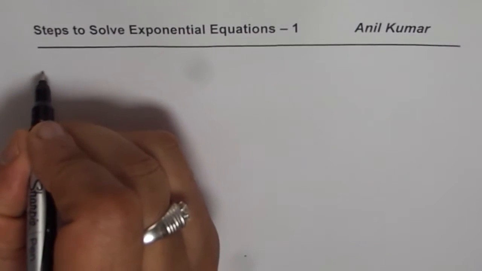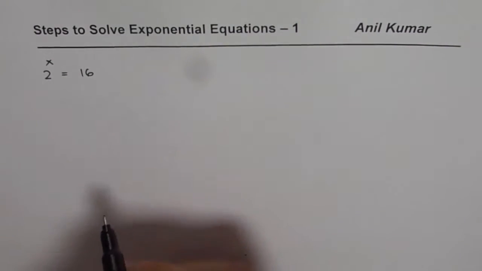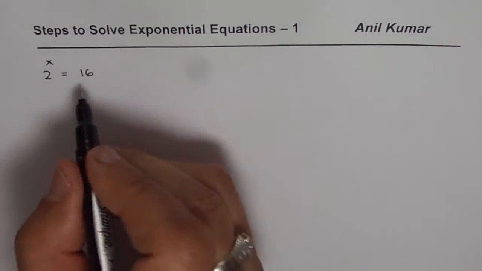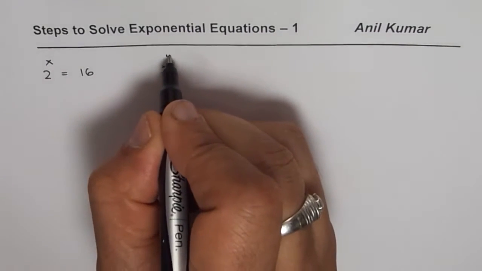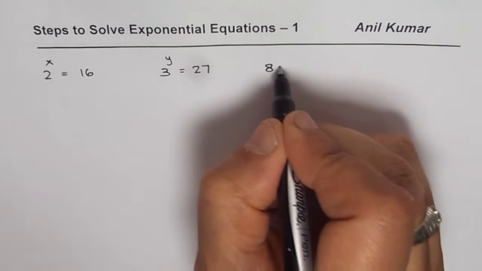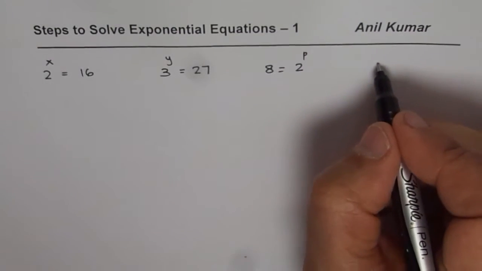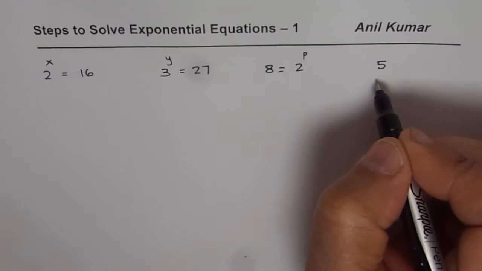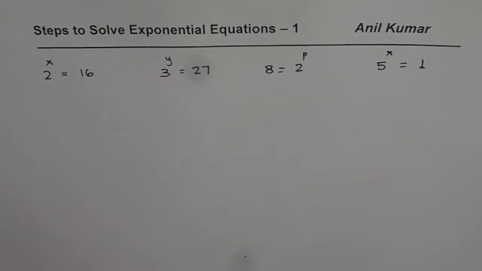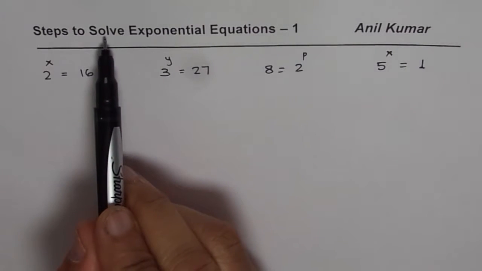So let's begin by writing some equations. Let me start with simple equations like 2 to the power of x equals 16. Find x. When we say solve, we are just trying to find the value of the unknown variable, right? So I may write different variables here. For example, let me use y here: 3 to the power of y is 27. We could write the number first, so let me write 8 equals 2 to the power of p. And let's say this one is equal to 1. These are a few examples to solve. We need to find the value of the variable. That is what we mean when we say solve.